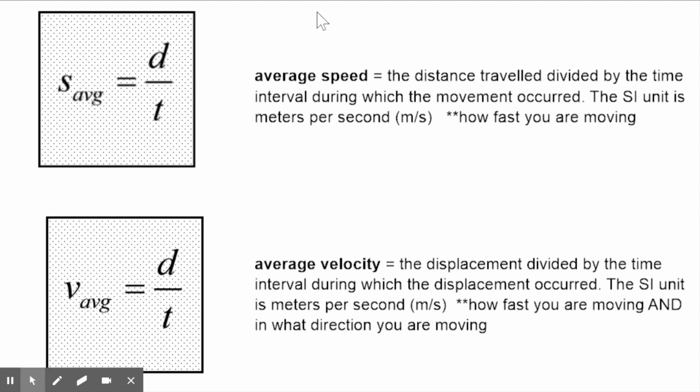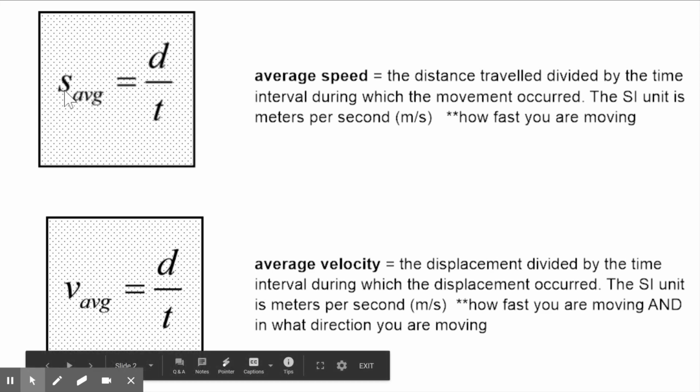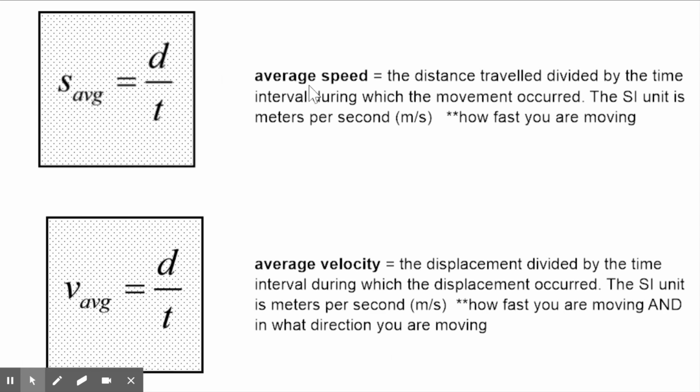These two formulas look very similar. They are both d divided by t and d divided by t. However, this says S average and this is V average. The S is for average speed. The average speed is the distance traveled divided by the time interval during which the movement occurred. That is a very precise way to say how fast you are moving. How much distance are you covering and how long did it take you to cover that distance?